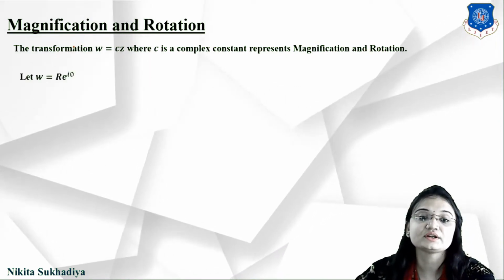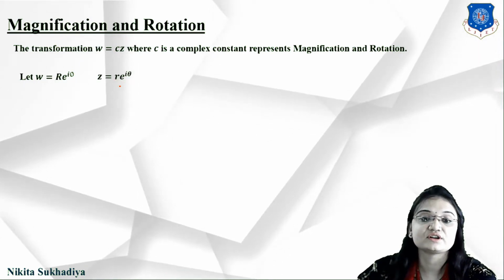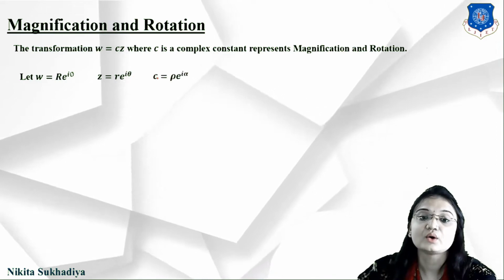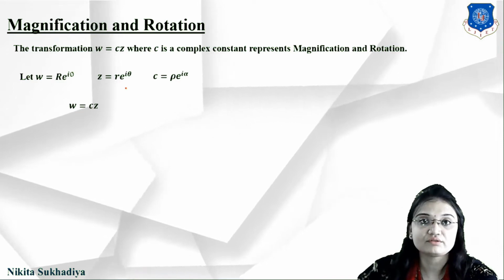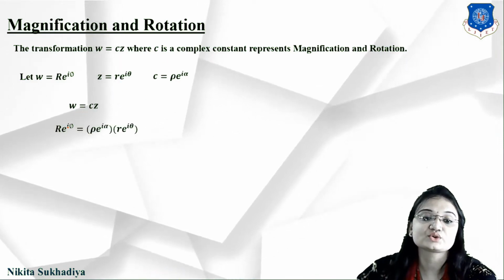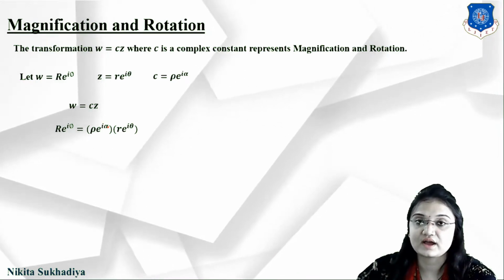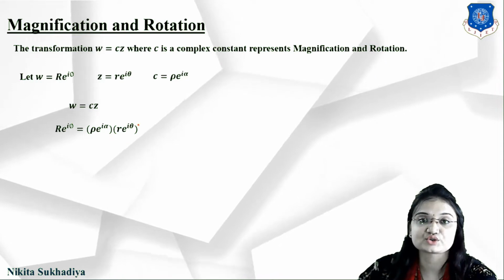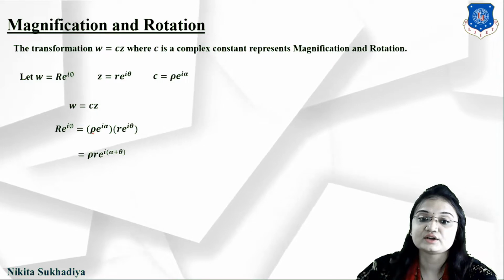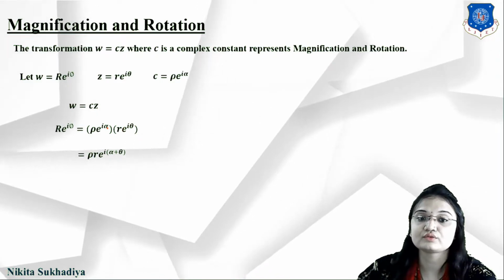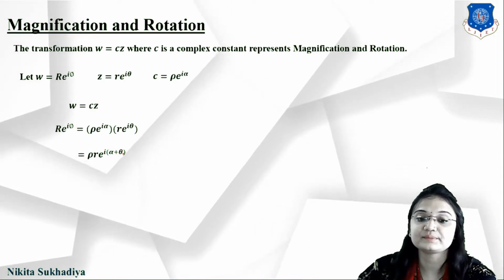Okay, so here let us take W is equal to R e raised to i phi, Z is equal to R e raised to i theta, and C is equal to rho e raised to i alpha. So here we have W is equal to Cz. So R e raised to i phi, that is W, rho e raised to i alpha, that is C, and R e raised to i theta, that is Z. Here, by taking rho and R common and adding the powers of exponential, this will become rho R e raised to i (alpha plus theta).